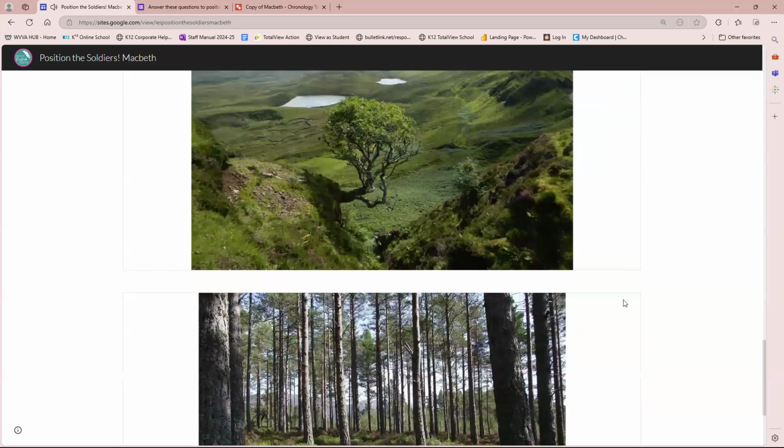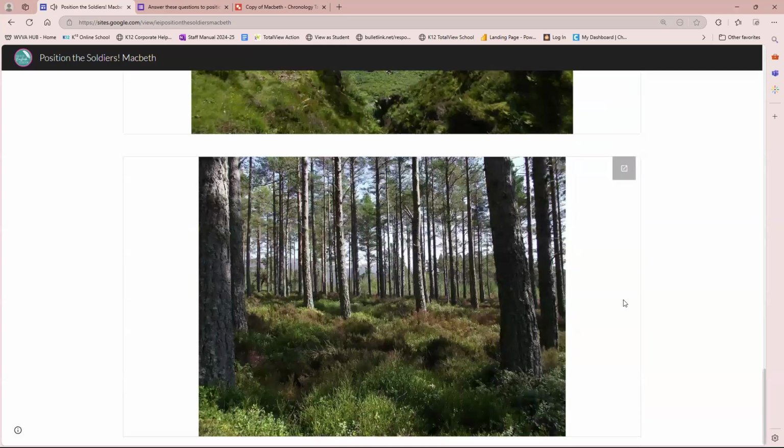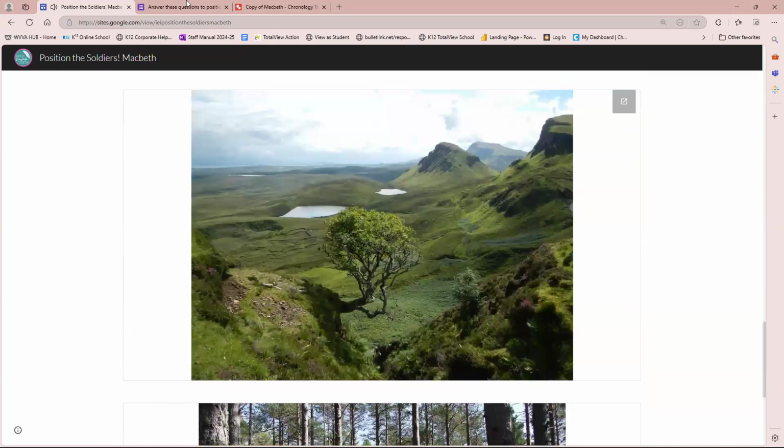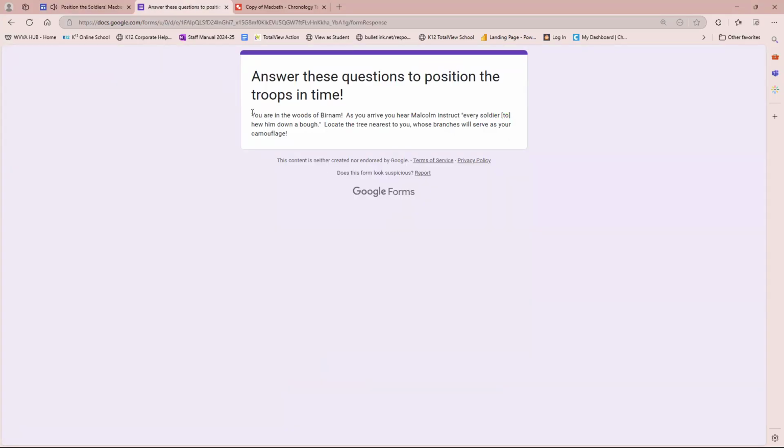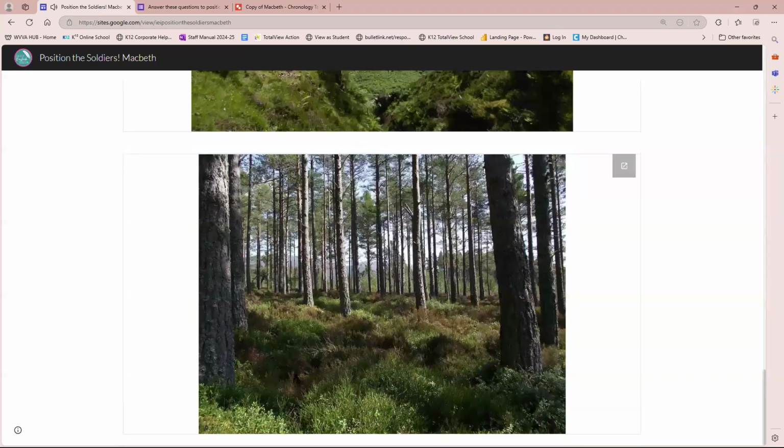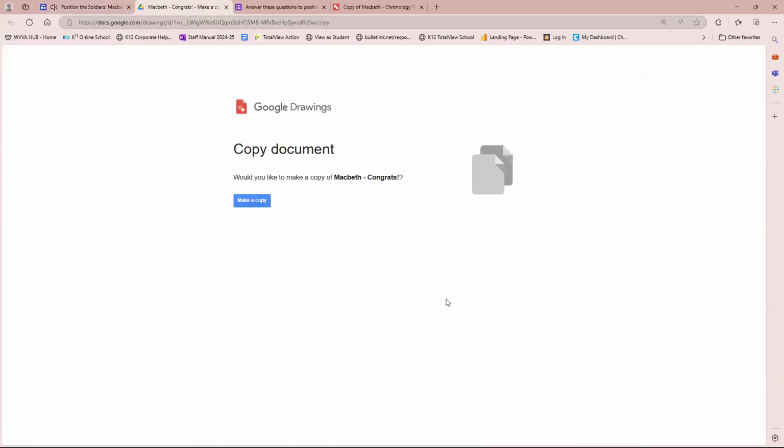Then we go back here and we scroll down. I thought it gave us a, yes, right here, I'm sorry. You're in the woods of Birnam. As you arrive, you hear Malcolm instruct every soldier to hew him down a bough. Locate the tree nearest to you, whose branches will serve as your camouflage. So when you look at this, which tree is closest to where you're sitting? And it would be this one. So you would click on it.